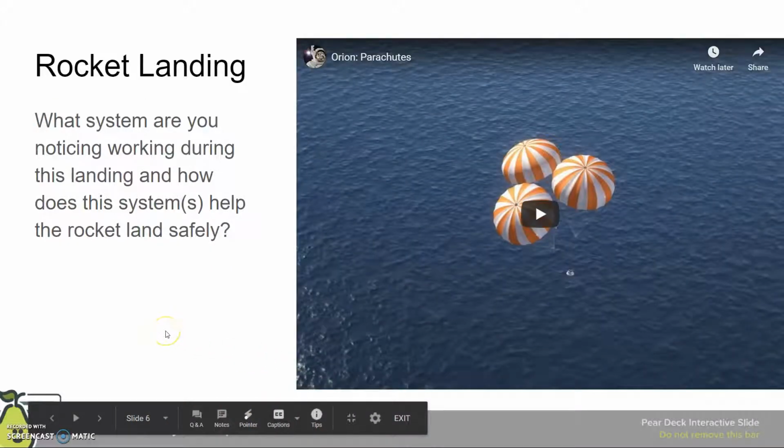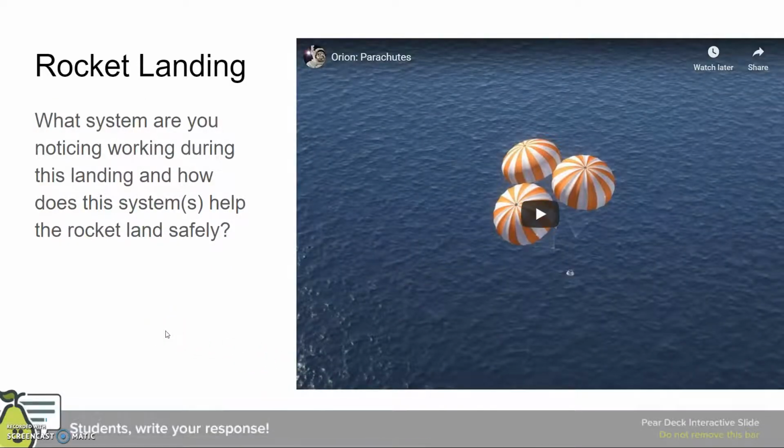All right, so we are going to take a moment here to watch a rocket landing, or a payload landing, I will say. In this case, it is the landing of a spacecraft and the people inside of it. While you're watching this video, I want you to pull out your notebook and take some notes. You can maybe do it in a Google Doc as well if you wish, but what's important is that at the end of this video, you're going to have to answer this question.